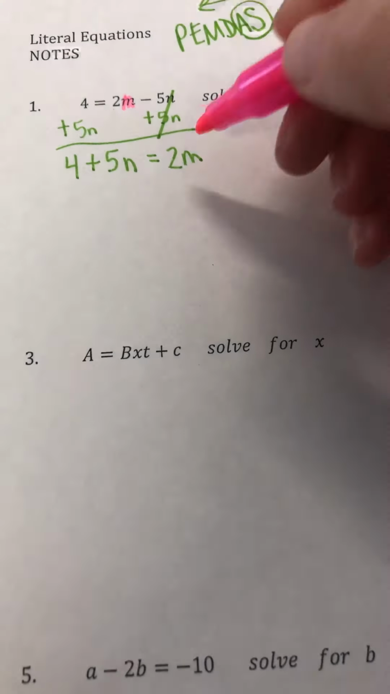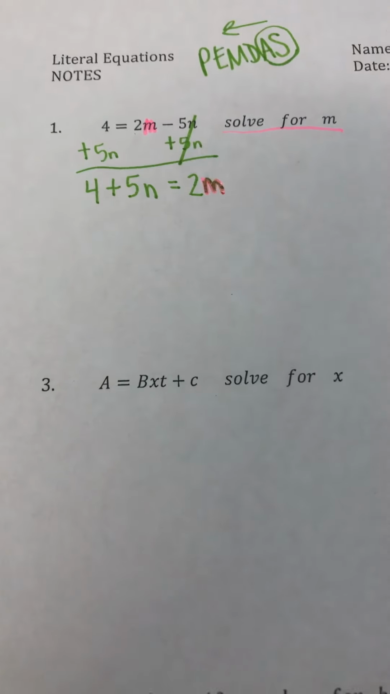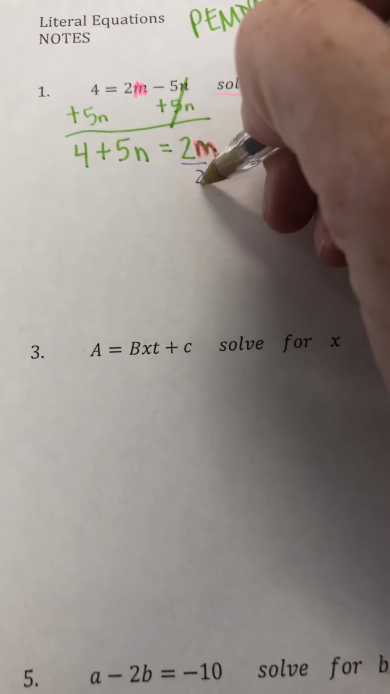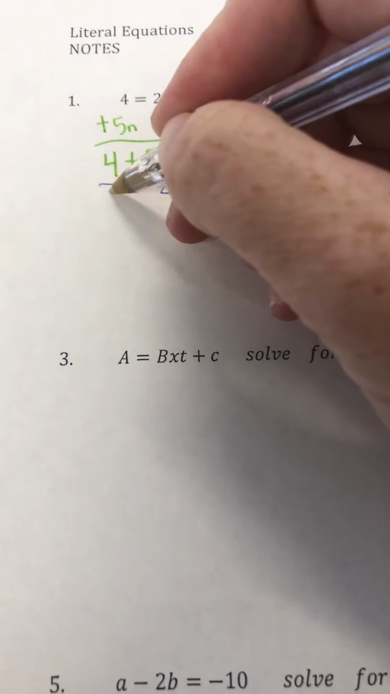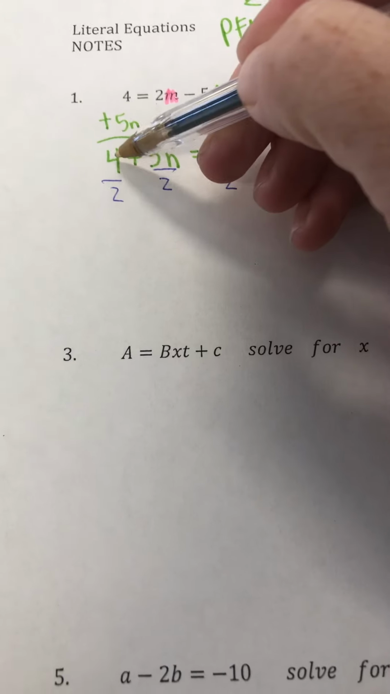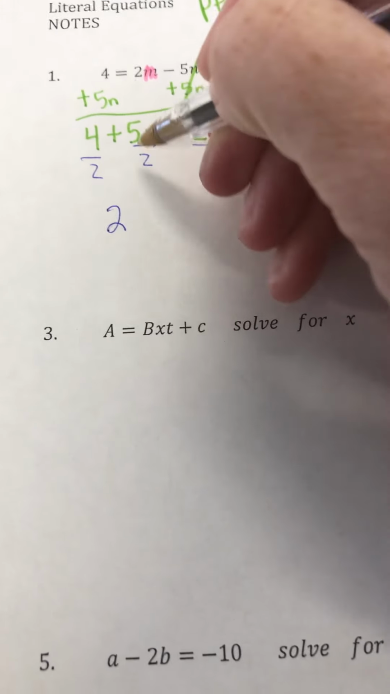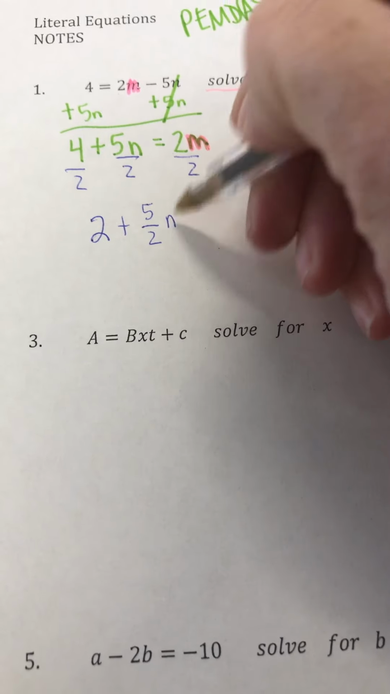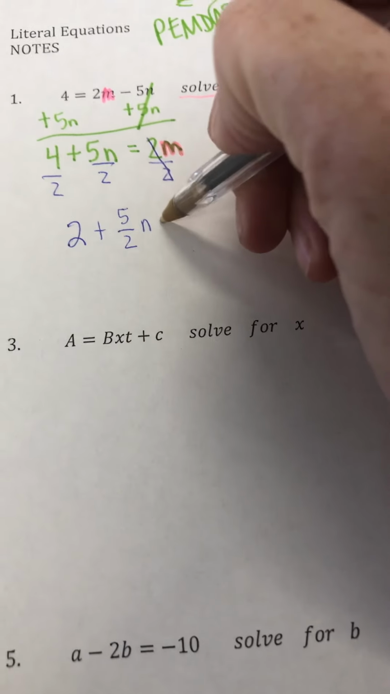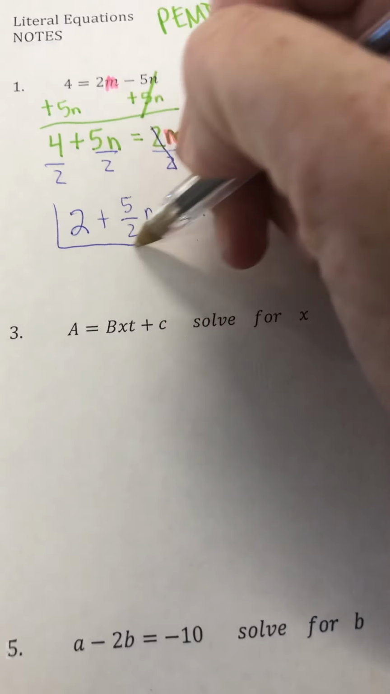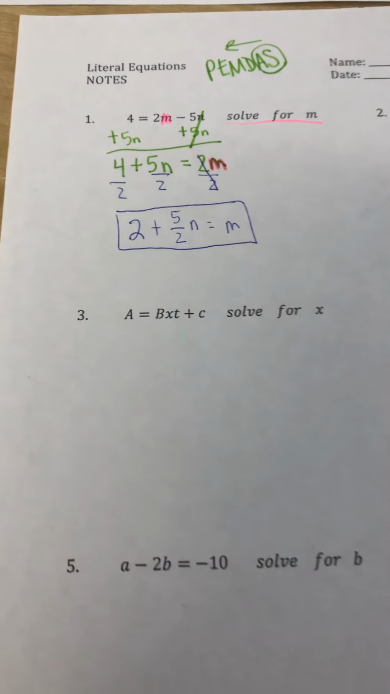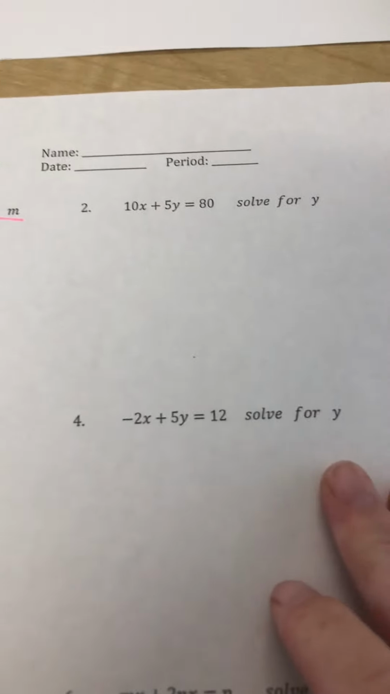But again, I'm trying to get this m by itself. And right now there's a 2 times it. So I'm going to divide both sides by 2. And I'm going to simplify where I can. 4 divided by 2 is 2. 2 doesn't go into 5, so we'll just leave that 5 over 2n. And then this 2 divided by 2 is 1, or just m. And that's what I was trying to get by itself. Let me try to do better on number 3, or I'll do number 2, it's fine.